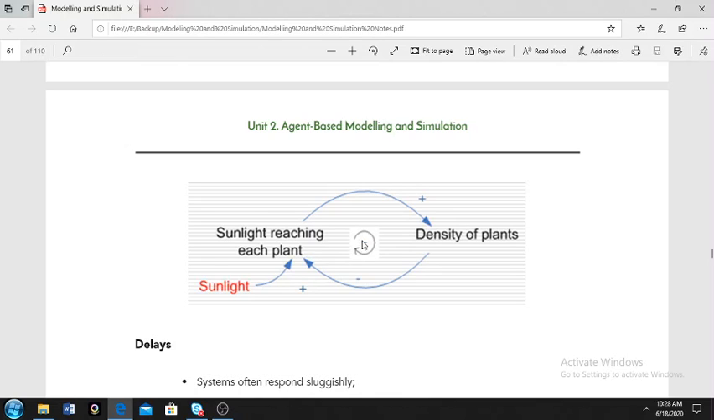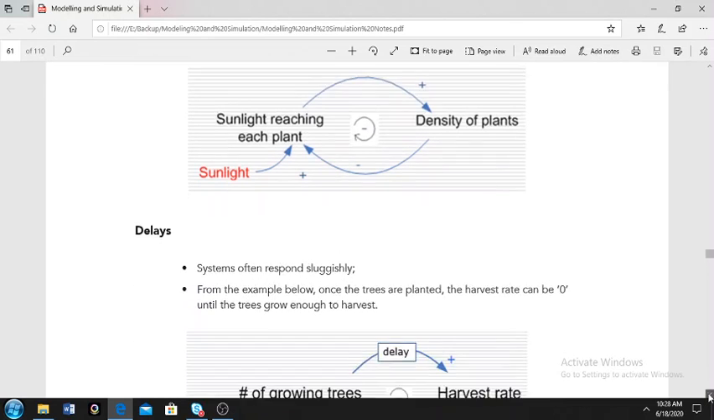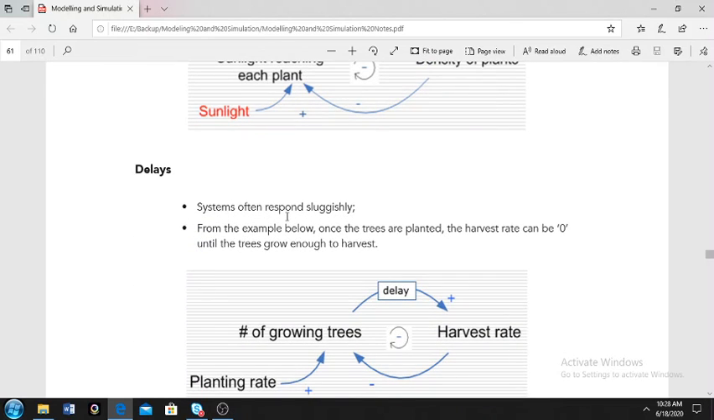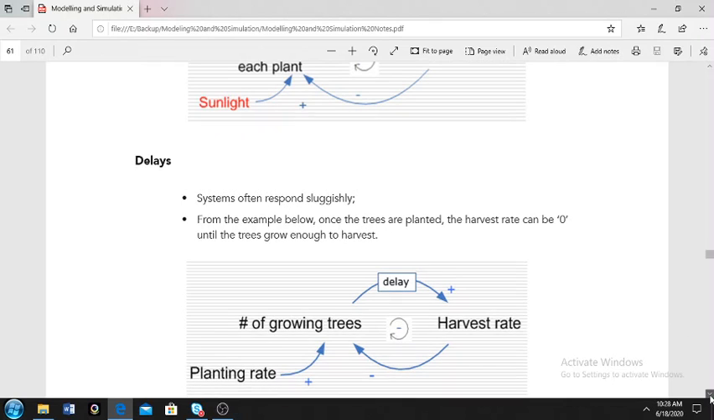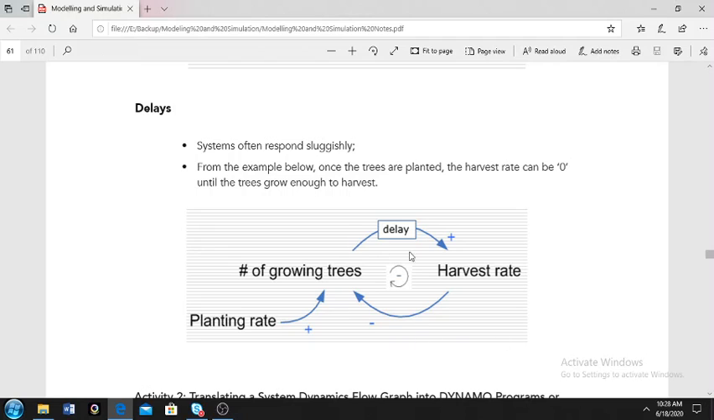So we only have one loop here. This loop is balancing, negative. Now we are going to introduce a notion of delay. Delay is what you understand, it takes time. For example, here we have a delay.